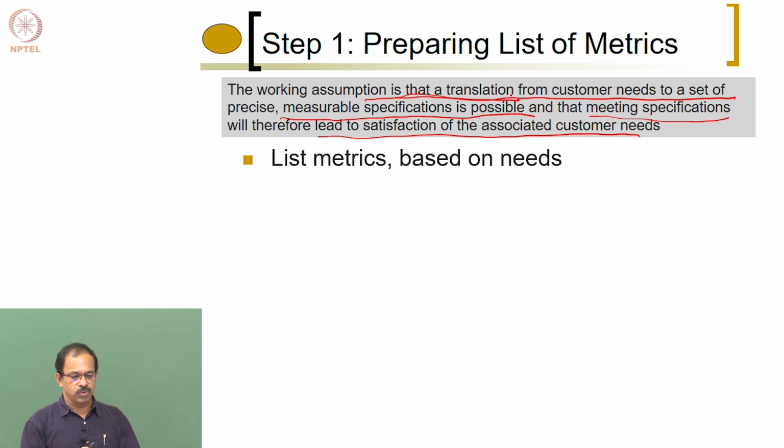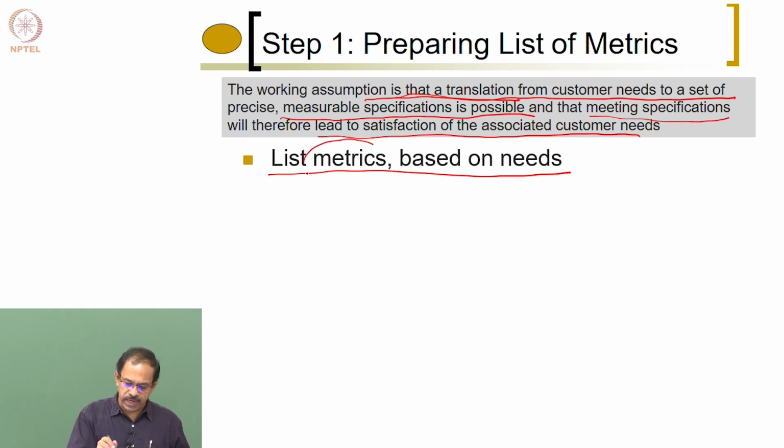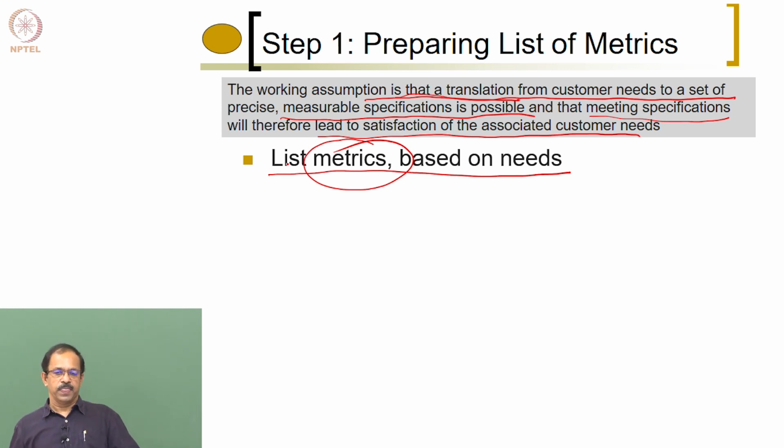And to do that, all the needs need to be identified and we need to list a metric corresponding to each need. So the first step is, for every need that you identify, a metric which can quantify that need. Whatever may be the need, you need to identify some metric which will quantify the need of the customer. So that is the first step to be done in developing the specification.